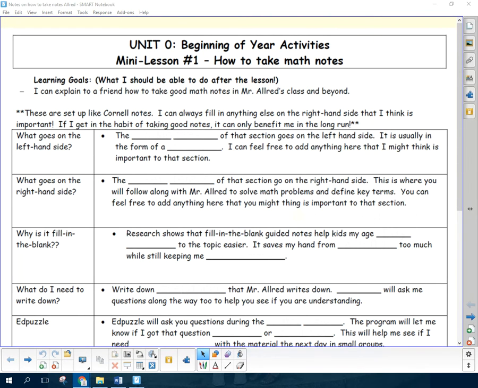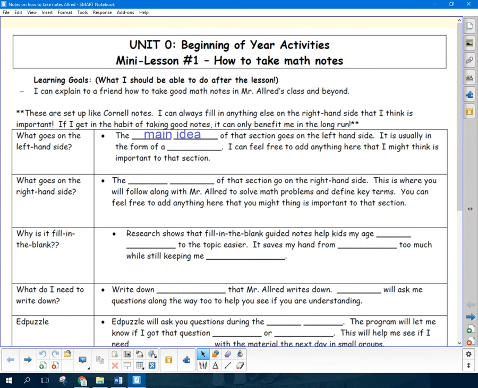On the left-hand side of the notes, that is where the main idea of that section goes. You're just going to write main idea in those blanks. It is usually in the form of a question. You can always feel free to add anything here that you might think is important to that section. So on this side of the notes, that's where I'll put the main idea for that particular row of the notes. If you have anything important to add in the left, you can always feel free to do so.